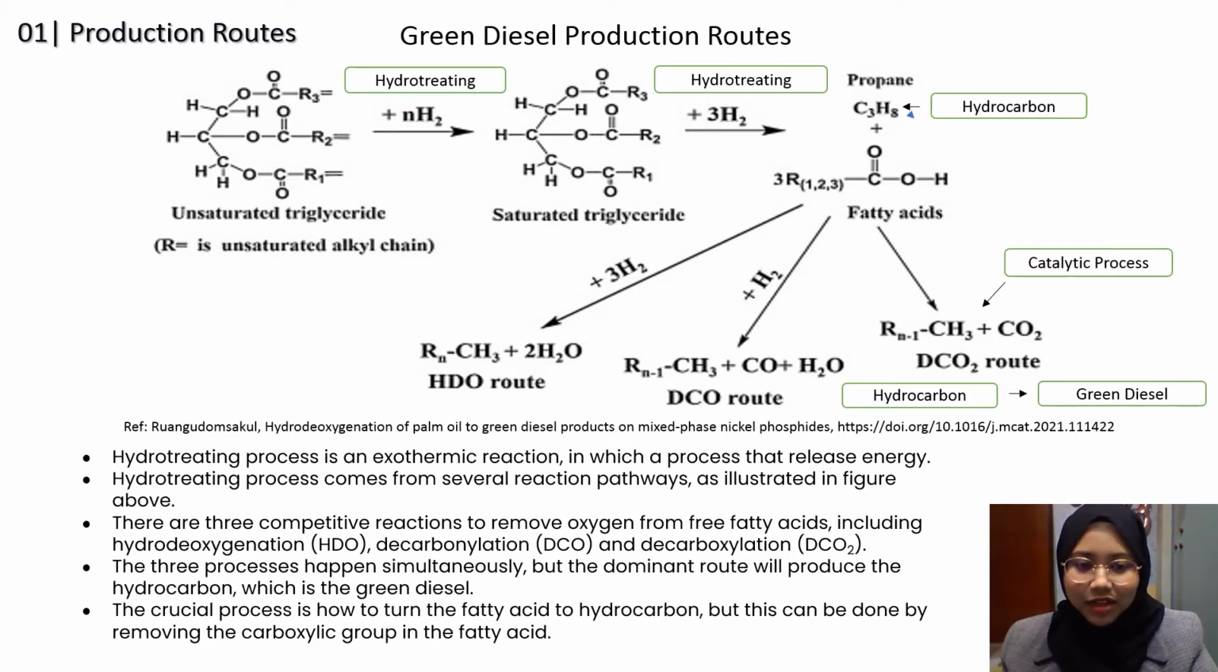Next, a further hydrotreating process that takes place on the saturated triglyceride will break up this chain and replace all the oxygen atoms with hydrogen atoms. From the diagram, there are three routes that can be used, which are hydrodeoxygenation, HDO, decarbonylation, DCO, and lastly, decarboxylation, DCO2. For example, if we take the decarboxylation DCO2 route, the fatty acid combined with the help of a catalyst would produce hydrocarbon, which is the green diesel.